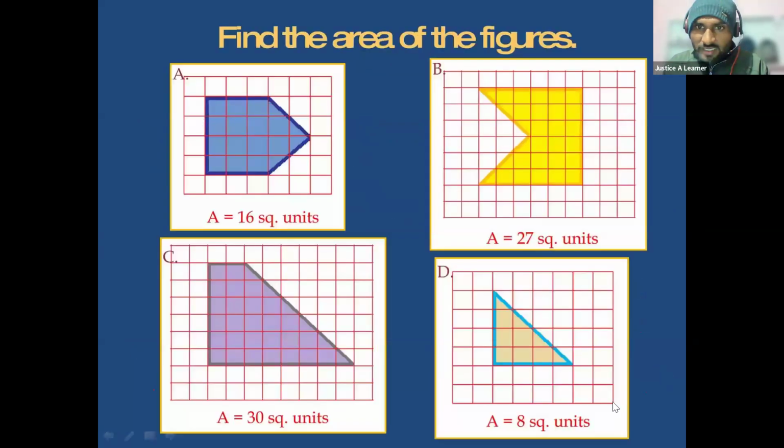Okay, so let's move further. Now we see this. Find the area of the figures. Now you may find here. So here we see the area is already given, 16 square units. Can you observe how it is 16 square units? Can I find it?